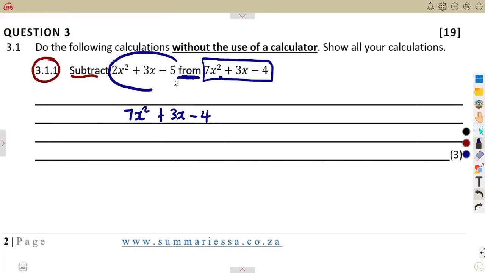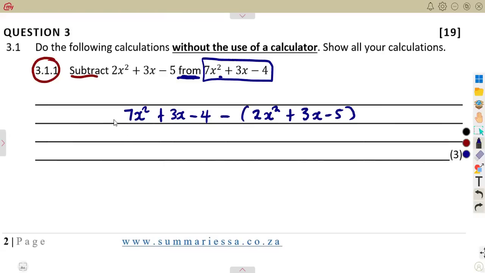We remove this from this. So it's going to be minus, what are we subtracting? This whole part. So you can open a bracket like this, then write it as 2x squared plus 3x minus 5. I'm going to show you another way, do not worry. That is what it means. You are subtracting the whole of this from this one. So you must indicate with a bracket to show that everything is going to be affected by this subtraction.